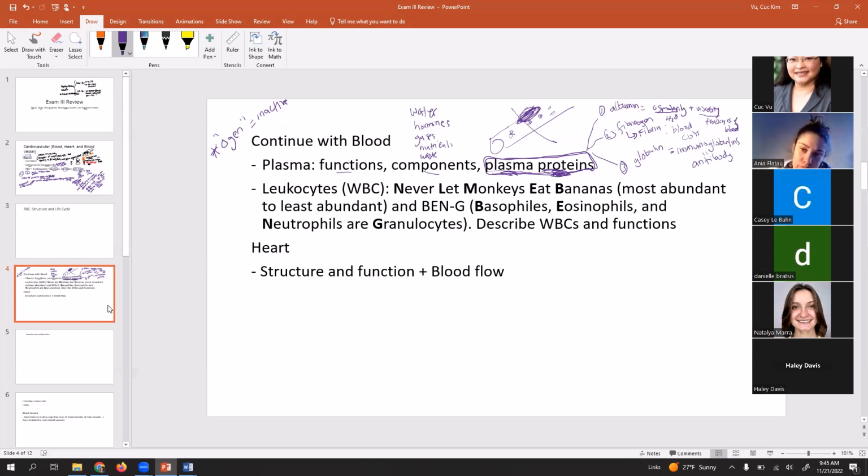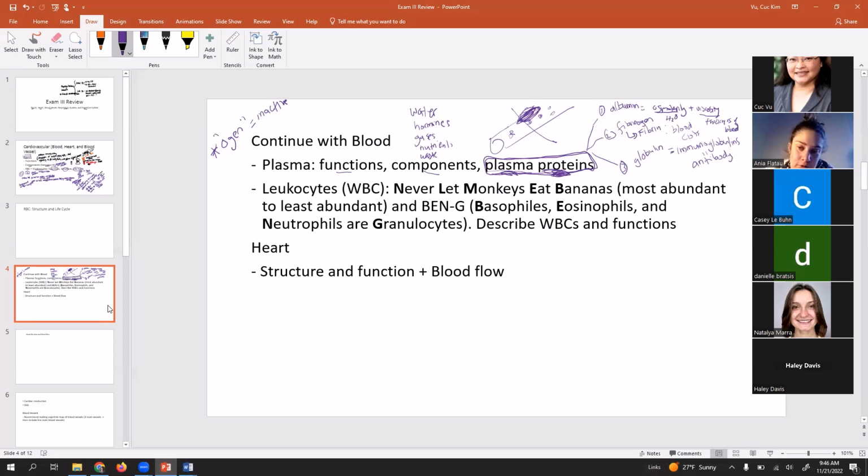Proteins? Yes. And where do you find these proteins? In your bloodstream? Yeah. In what component? In plasma. Yeah. Okay. So that's another thing that students often make a mistake with.